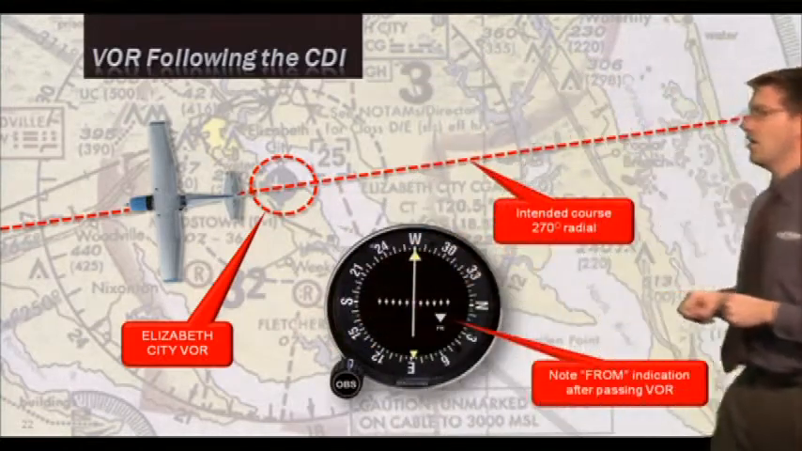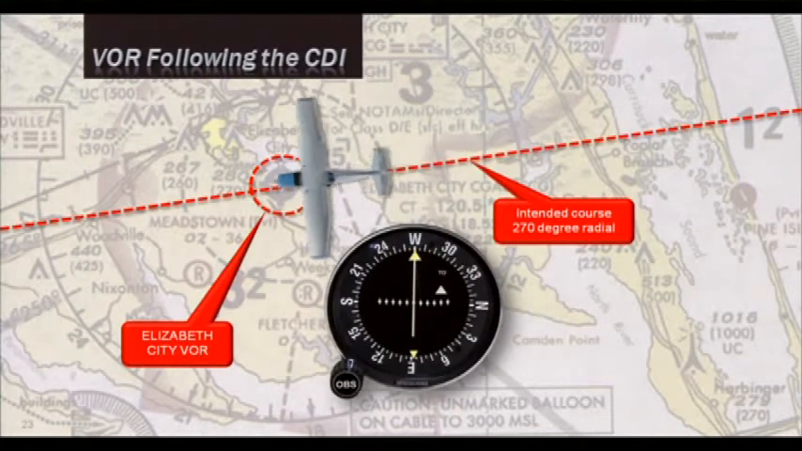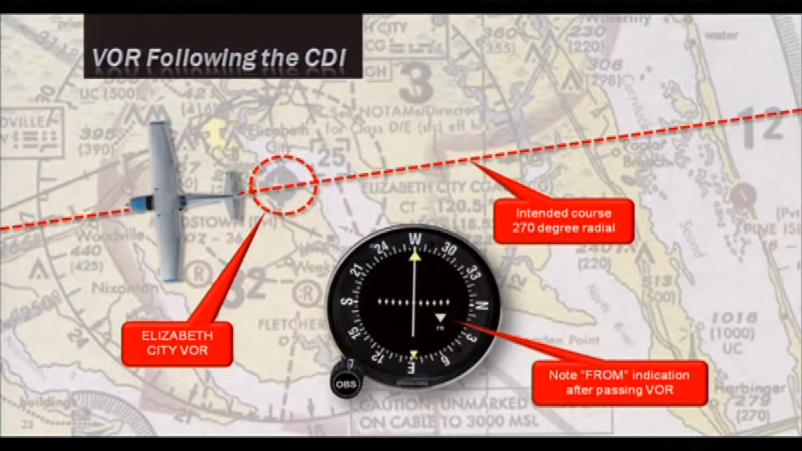Go ahead and check it out. You'll see the needle center as the aircraft approaches the course. As it flies over the station, note the change from to from on the to from flag.